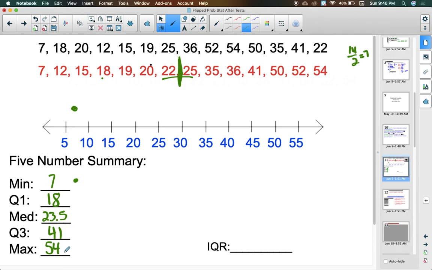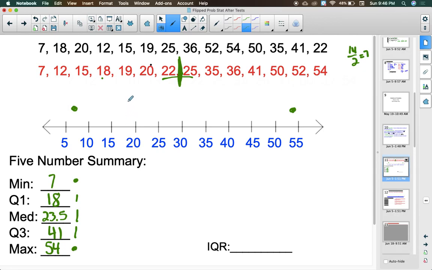And then I plot my maximum. That's also drawn with a dot. So that's 54. That's all the way up here. And I'm going to hover above the line again, not on the line. My 3 quartile numbers, quartile 1, quartile 2, and quartile 3, I'm going to plot them with little vertical lines.